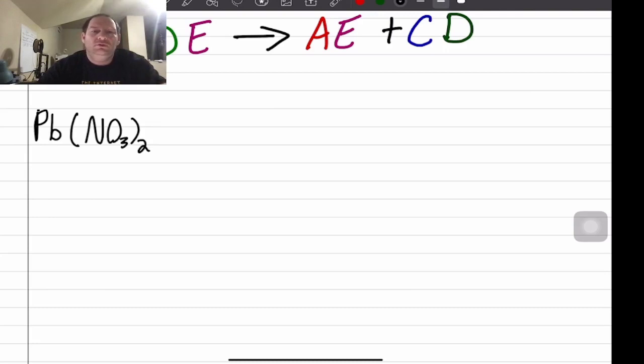Let's see. What element could I use? When I made a practice one, I thought I was doing one in my head, but it just was not working. Okay. Let's see.